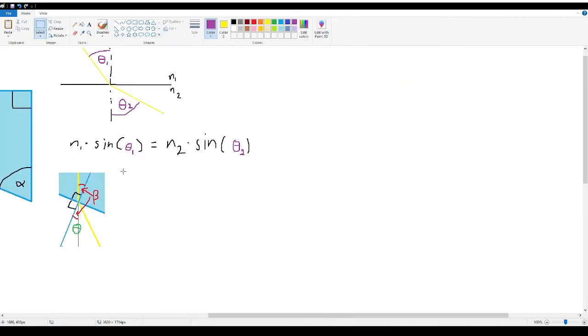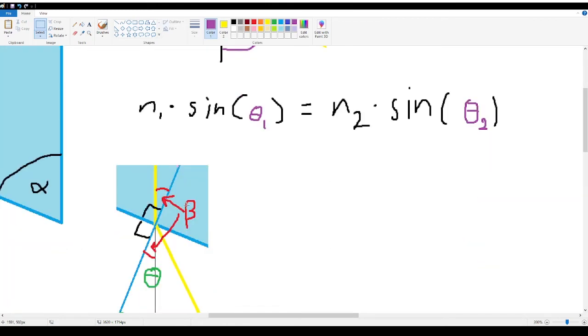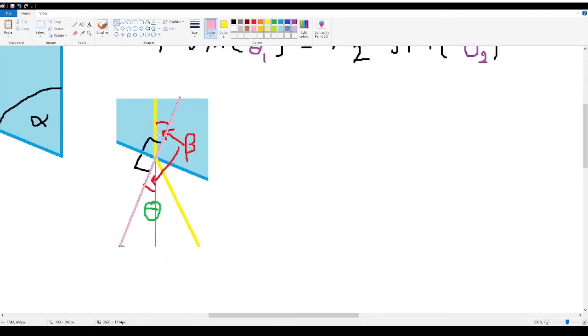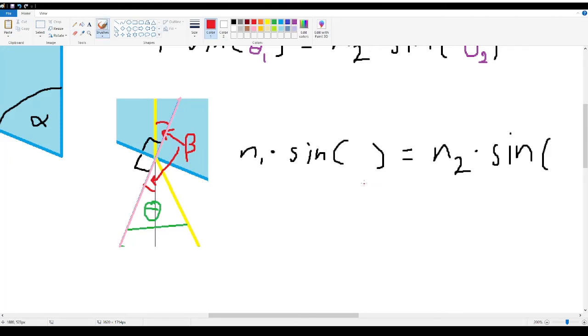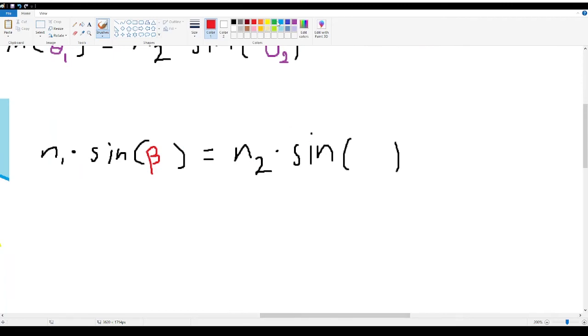So what is this telling us? Well, we can see what our normal is right here. It's this blue line. And just for clarity, let me highlight the blue line in pink. We see that our ray of light is still in yellow, so we can conclude that the two angles that we're working with are beta in red, and right over here in green is the theta we just found. So once again, we apply Snell's law. Sine of beta is going to be equal to n2 times the sine of, let's call it, our green angle.